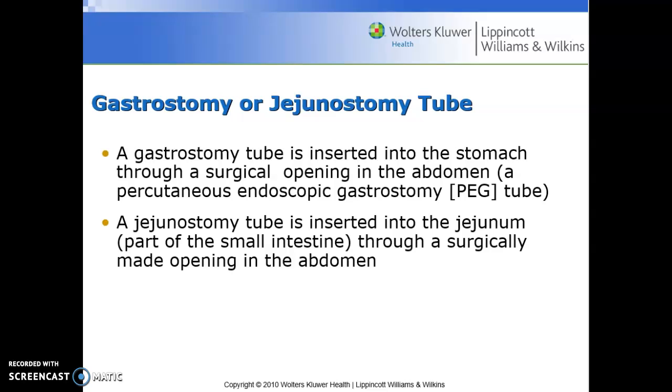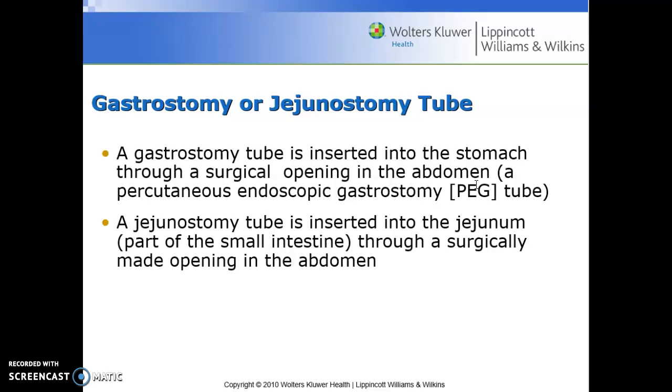Chapter 5, Video 2. Today we're going to talk about the gastrostomy or the jejunostomy tube. First, the gastrostomy tube is inserted into the stomach through a surgical opening in the abdomen. A percutaneous endoscopic gastrostomy tube is also known as a PEG tube because of the name percutaneous endoscopic gastrostomy. So this gastrostomy tube is a PEG tube. It goes in through the abdomen directly into the stomach, okay?